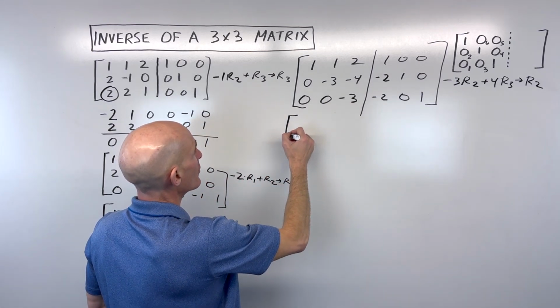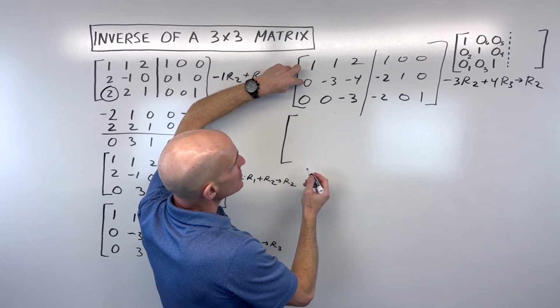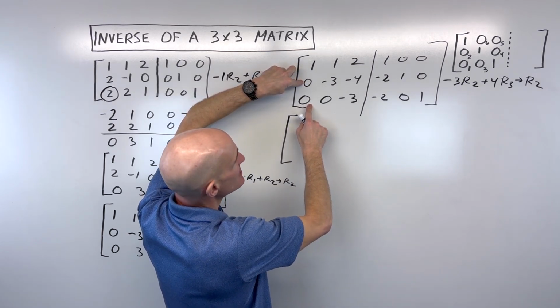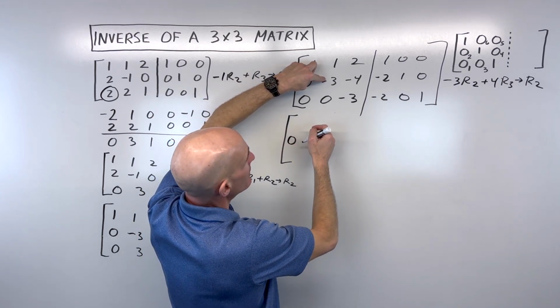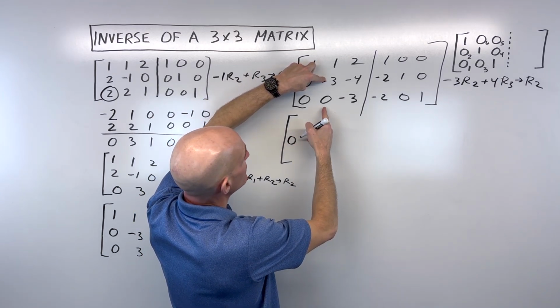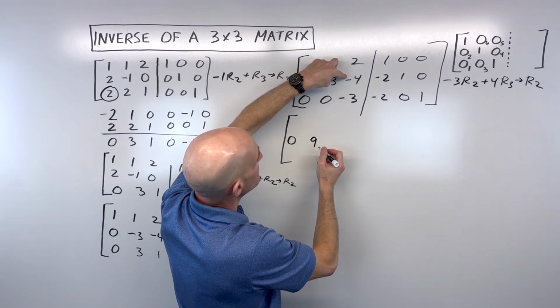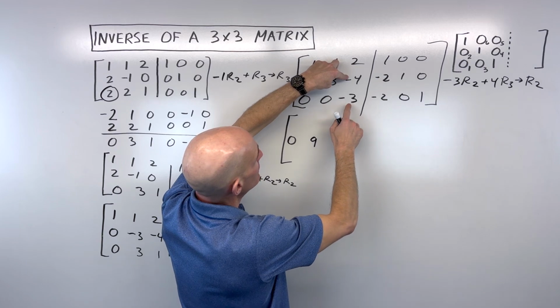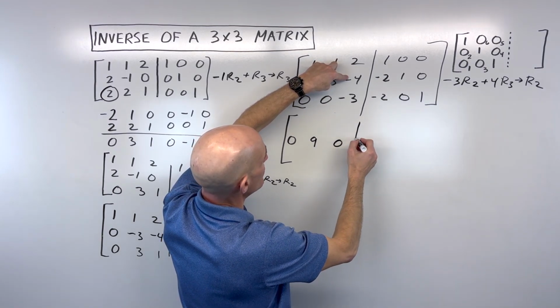Okay, so let's go ahead and do that work. So let's see, we've got negative 3 times 0 is 0. 4 times 0 is 0. We're adding those together and we're getting 0. Negative 3 times negative 3 is 9. 4 times 0 is 0. 9 plus 0 is 9. Negative 4 times negative 3 is 12. 4 times negative 3 is negative 12. And we add those together, we get 0, which is what we wanted.